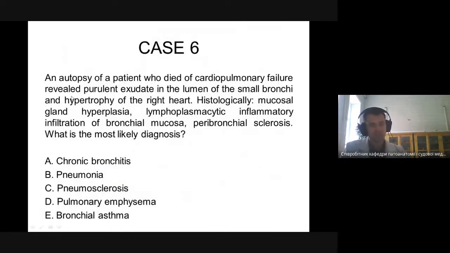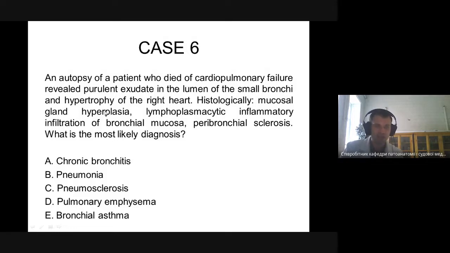Case 6. An autopsy of a patient who died of cardiopulmonary failure revealed purulent exudate in the lumen of the small bronchi and hypertrophy of the right heart. Histologically, mucosal gland hyperplasia, lymphoplasmacytic inflammatory infiltration of the bronchial mucosa, peribronchial sclerosis. What is the most likely diagnosis? So we see the problem is where? In small bronchi.